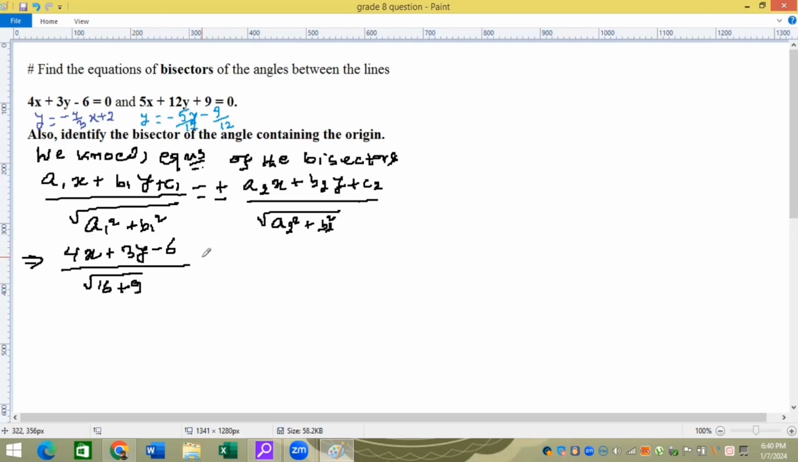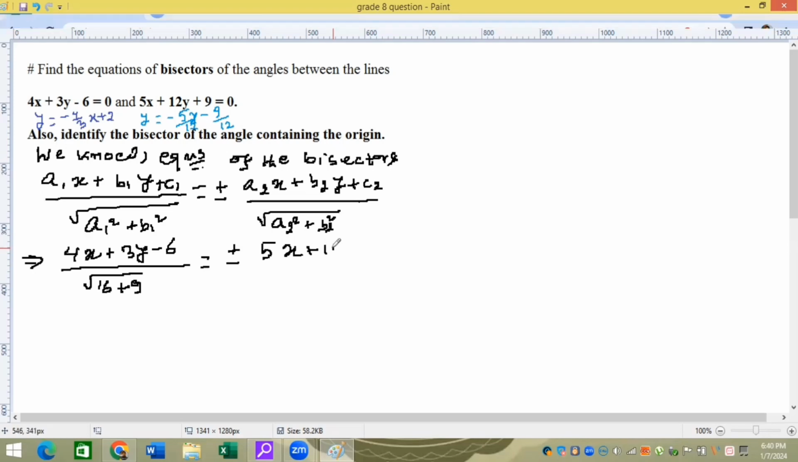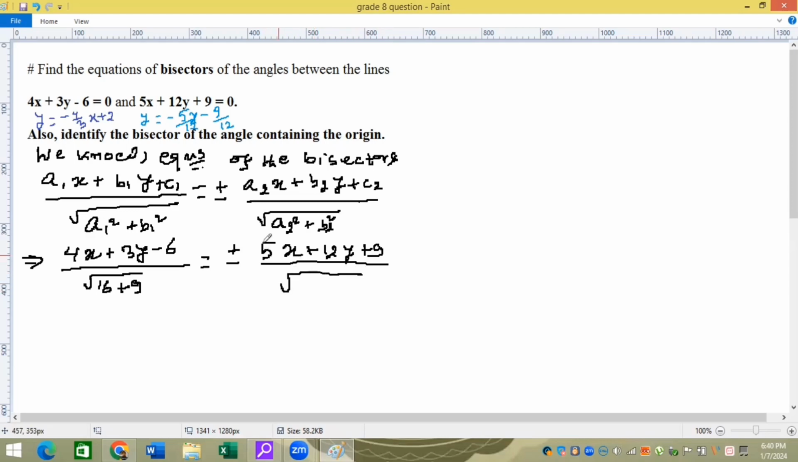and this equals plus or minus of this line, 5x plus 12y plus 9 over the square root of, this is the a value and this is the b value, 12, so it is 5 square is 25 and then 12 square is 144. Okay, let's write once again one more step here.